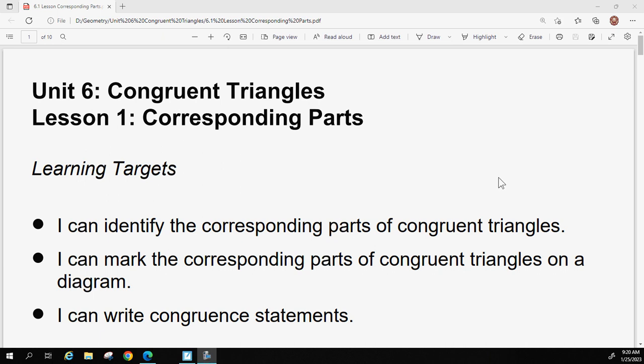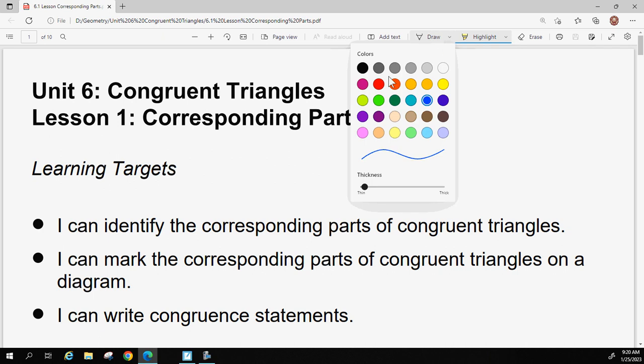Hey, today we are going to continue talking about triangles, but we are going to move on to a new topic in triangles, and we're going to talk about what happens when those triangles are congruent. So a couple notation items here. Congruent, we've talked about before a little bit.